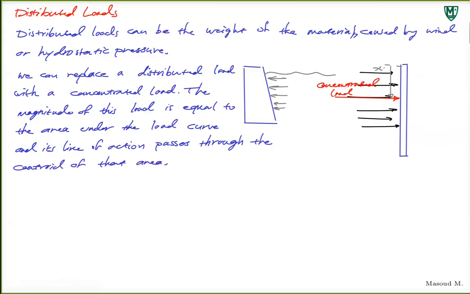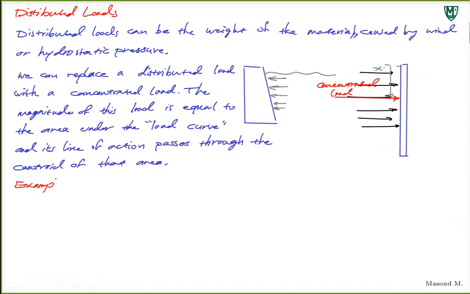So when you have a distributed load, you need to figure out two things. You have to figure out what is the equivalent point load and where should you put it. So the way you do it, find the magnitude by finding the area under the load curve, and its line of action passes through the centroid of that load area. Let's look at an example and do it through an example.